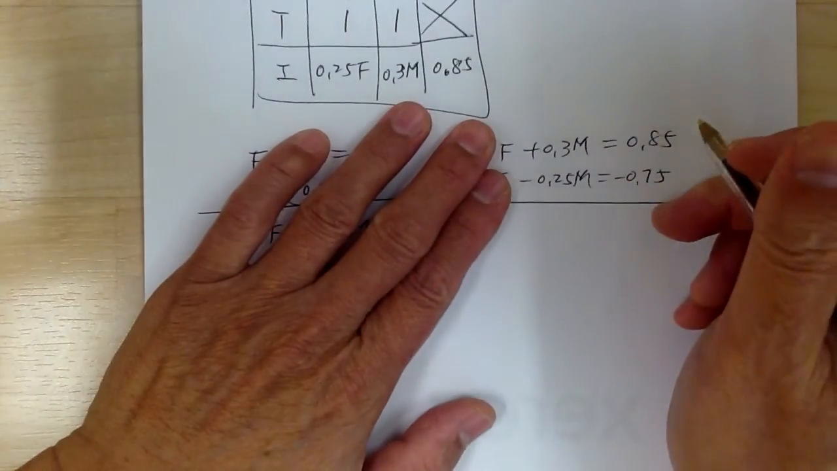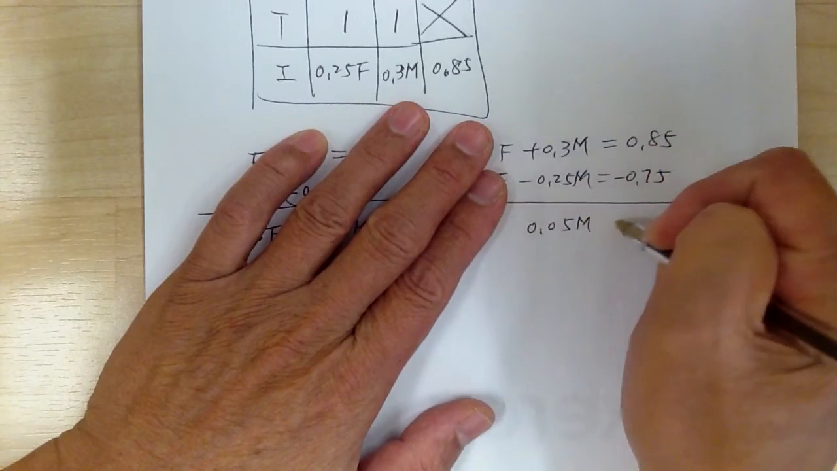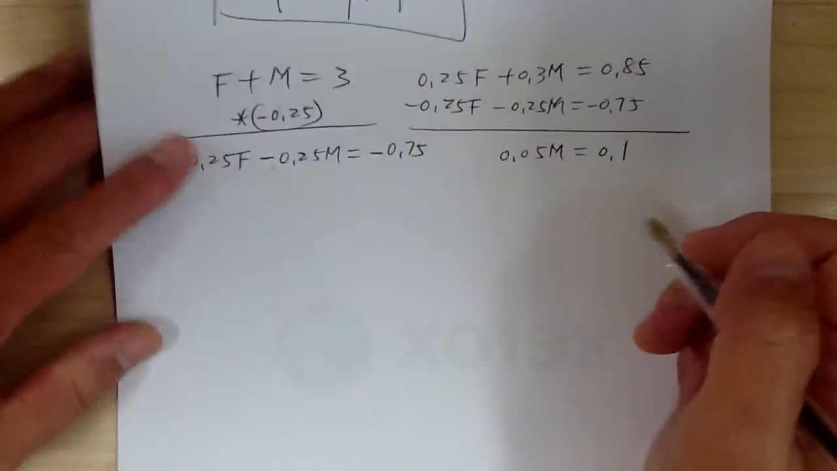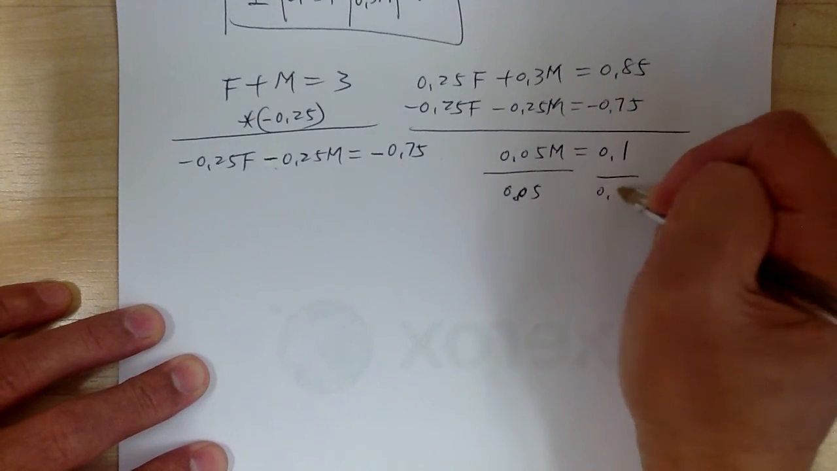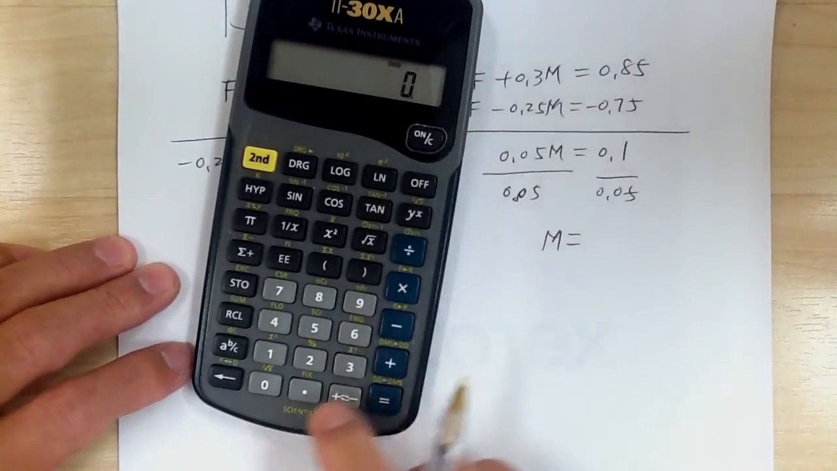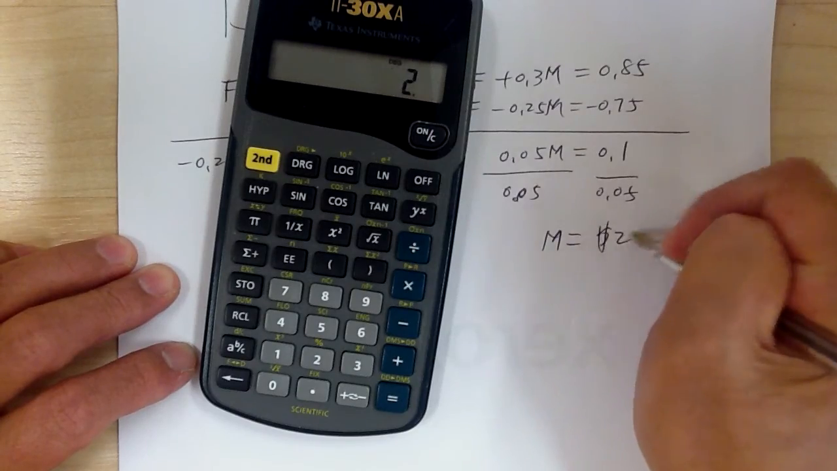And when you add, this cancels out, and this one will give you 0.05M equal to 0.1. So divide by 0.05, divide by 0.05, so M equal to, so get your calculator, 0.1 divided by 0.05 equal, okay, $2.